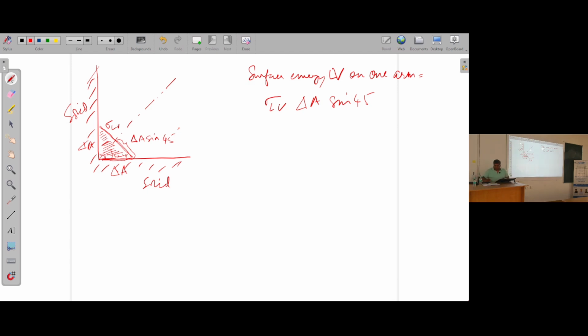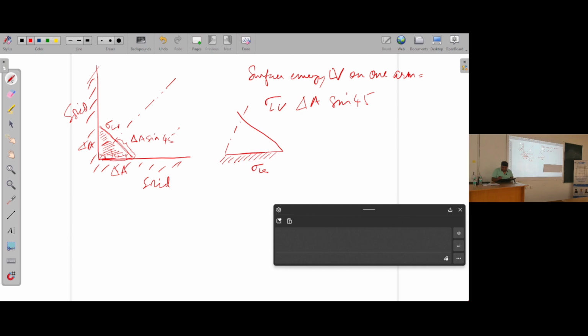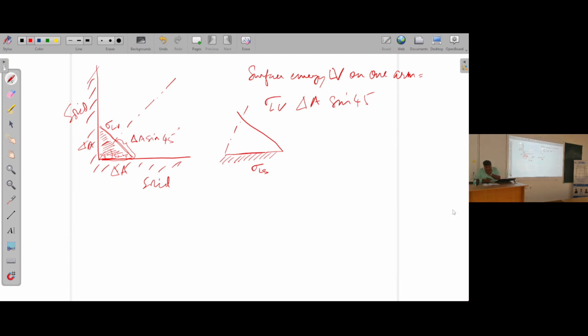Obviously, the other thing is you have on this particular surface, if I zoom this in, this is your wall. The wall has a surface energy, this is filled by liquid, so this is sigma LS. Basically the surface energy here would be sigma LS times delta A, because the area is delta A. And this is 45 degrees. The surface energy here is sigma LV delta A sine 45.